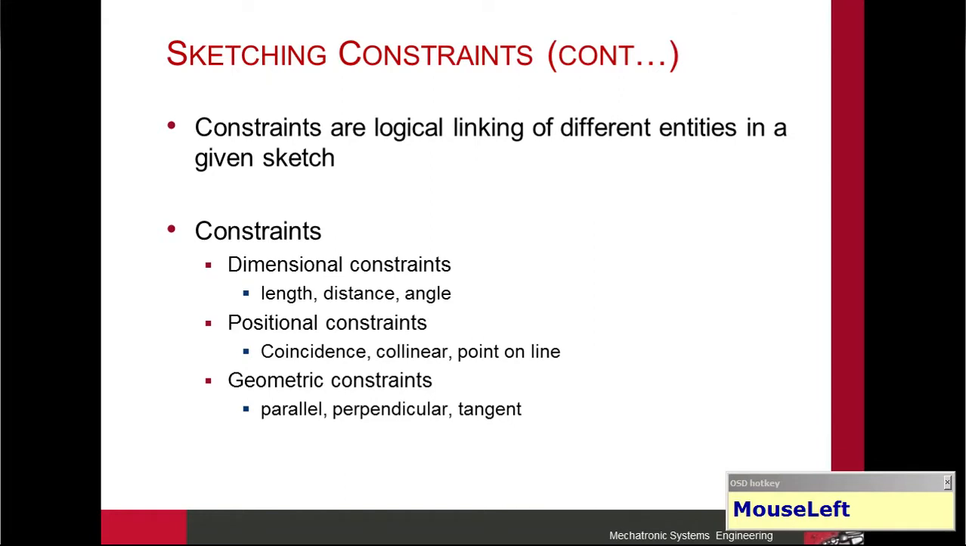Before we continue, we have to recall that we will be using our constraints: the dimensional constraints, which are distances, lengths, and angles. We'll use positional constraints, which are coincidence, collinearity, point on a line, and so on, as well as geometric constraints when building our shapes.